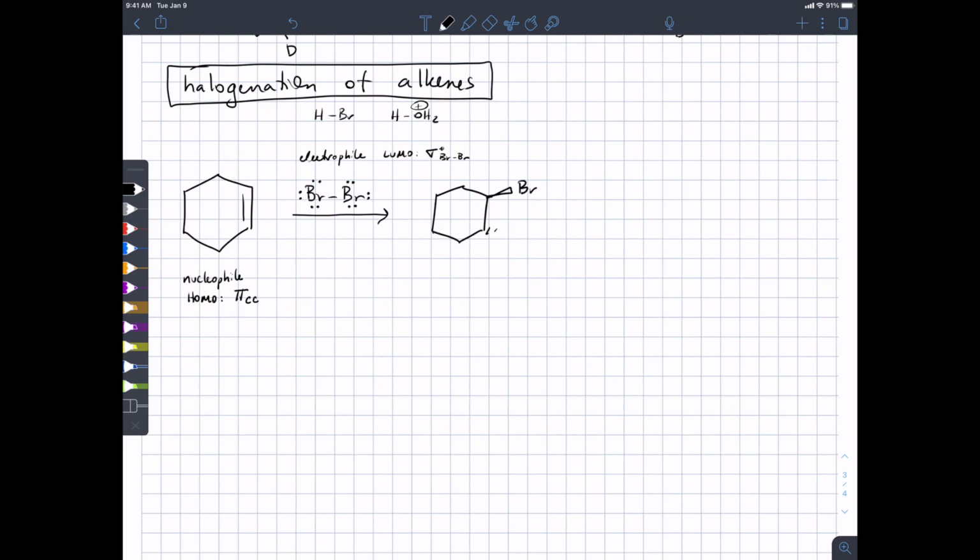We only see the anti-diastereomers. So I'm going to draw the two enantiomers that we get. We only see anti-diastereomers. We don't see any of the syn diastereomer. Okay, so what do you think that says mechanistically?